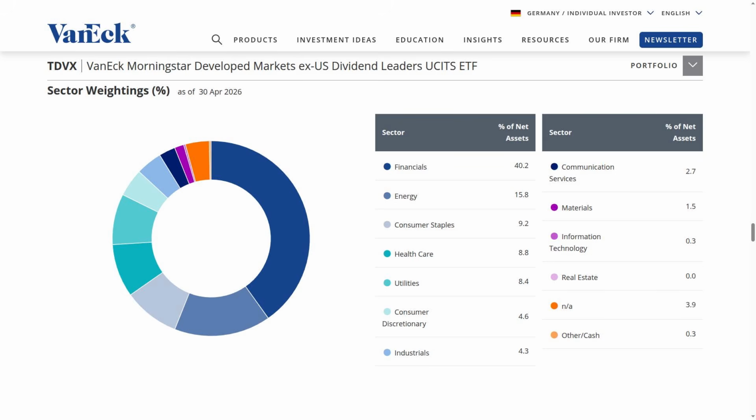Now, let's talk about the sector allocation. Financials take up a whopping 40%. After that, we have energy, consumer staples, healthcare, and utilities. The other sectors barely make an impact, and technology is entirely missing from the fund. Personally, I would prefer it if financials were closer to 20% and the other sectors were a bit more balanced. But that is just the reality when you invest in European dividend stocks. They are heavily weighted toward financials.